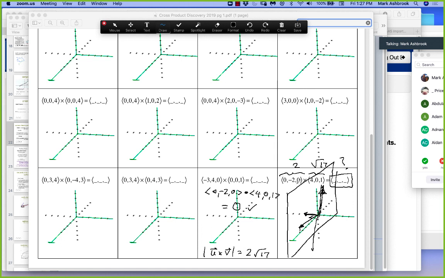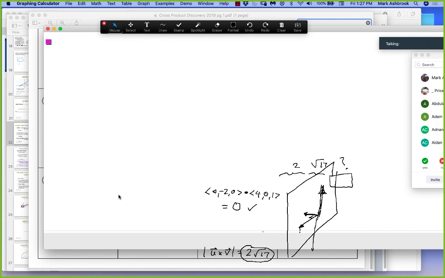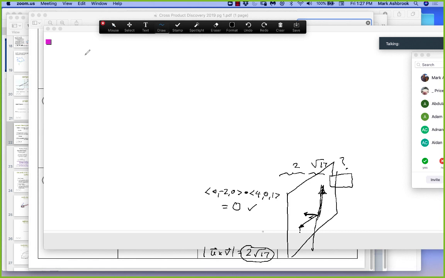I'm going to show you how to do that, and then we're going to compare our result to these conclusions we've made, that the magnitude is 2 radical 17, and the direction is mostly up and a little bit back. Okay, so let me show you how to calculate the components of a cross product. What you do is you set up a 3x3 matrix.